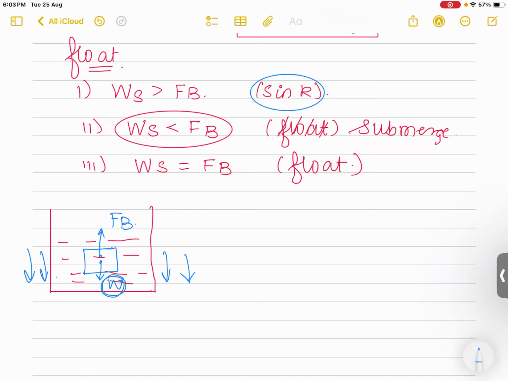Wait, sir, must be the other way around. Which one? 2 and 3. Yeah, 2 and 3? No. Because, sir, over here, if it's submerged, then wouldn't the floating one be like half-half?